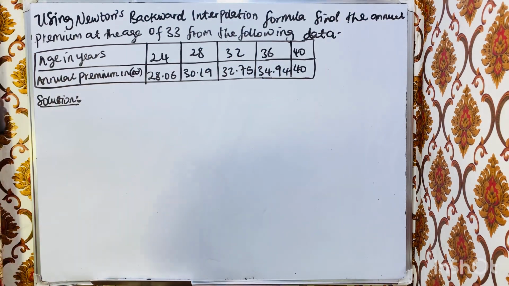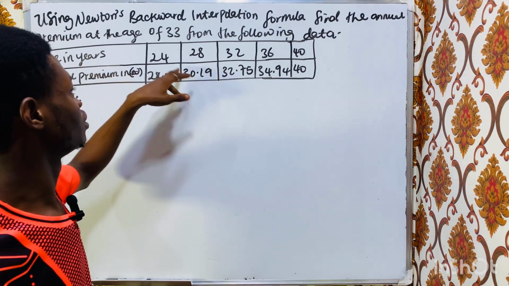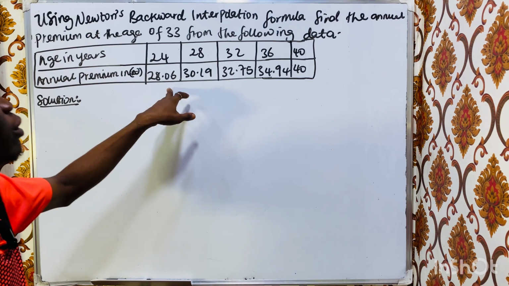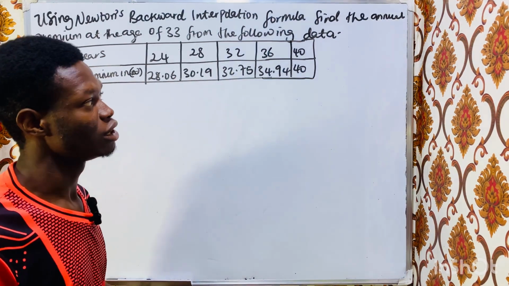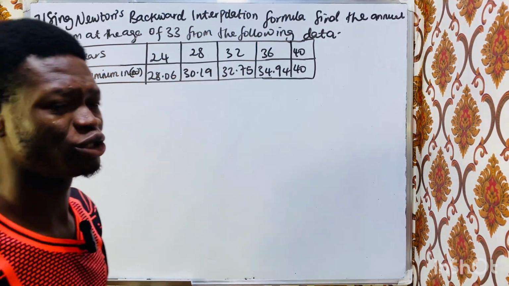So we have our age in years 24. When he was 24, the annual premium in naira was 28.06. When it was 28, 30.19. So if you are not told to use backward interpolation, how will you know?